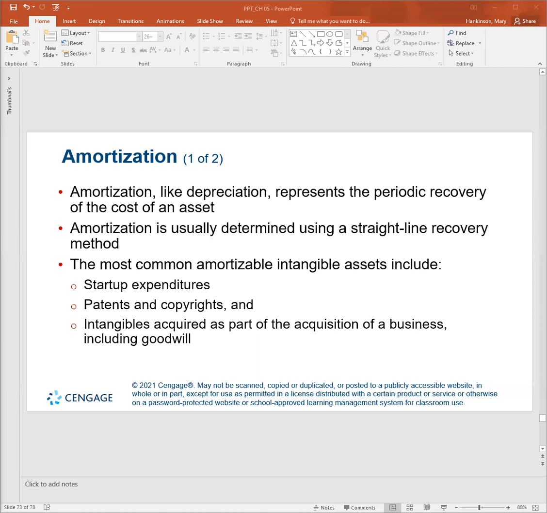The amortization of startup expenditures was discussed earlier in this chapter. The costs of separately acquired patents and copyrights are amortized over their estimated useful lives beginning when the asset is placed in service. Amortization of intangibles acquired as part of the acquisition of a business is covered in Section 197.